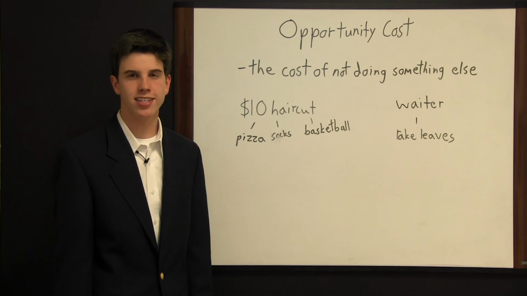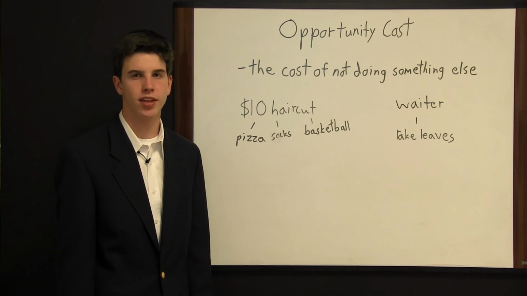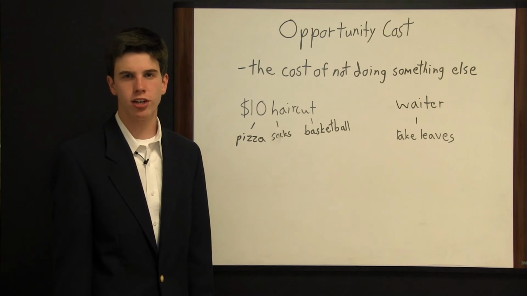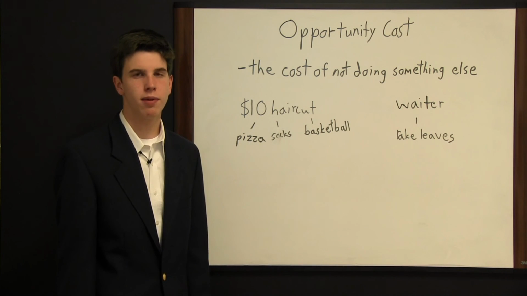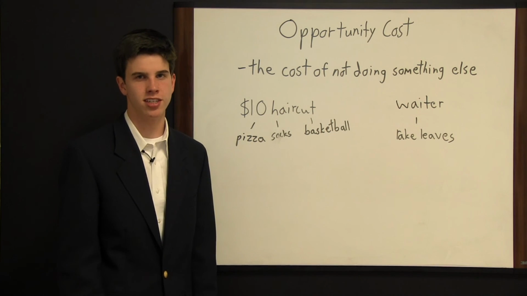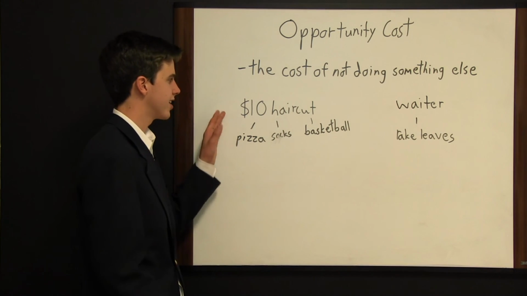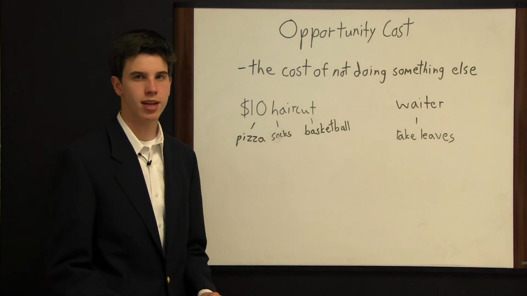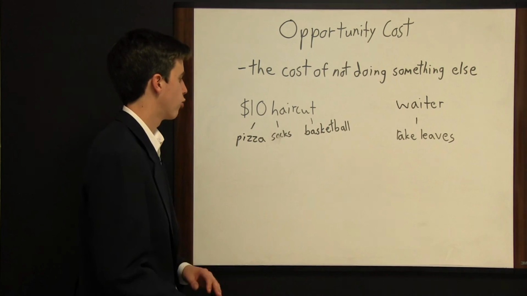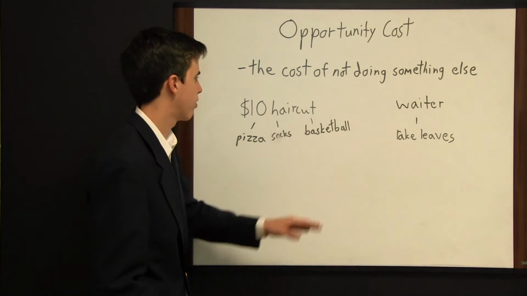Opportunity cost, plainly stated, is the cost of not doing something else. Whenever we purchase one good or service, we're also deciding not to buy a range of other goods and services. Take, for example, if I were to purchase a $10 haircut. Because I'm buying a $10 haircut, I cannot use those same $10 to buy pizza, or to buy a pair of socks, or to buy a basketball.